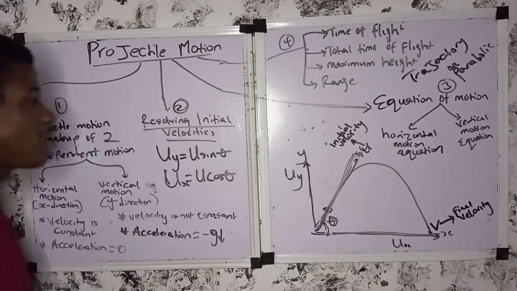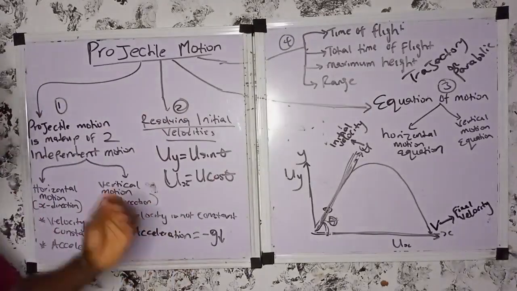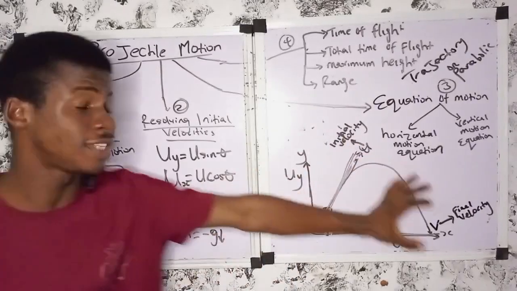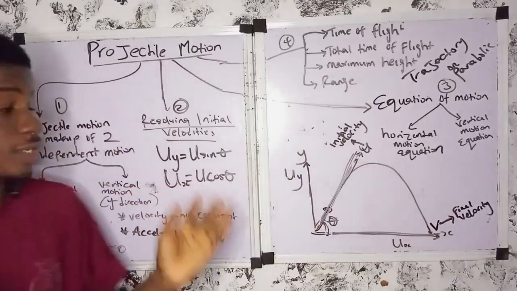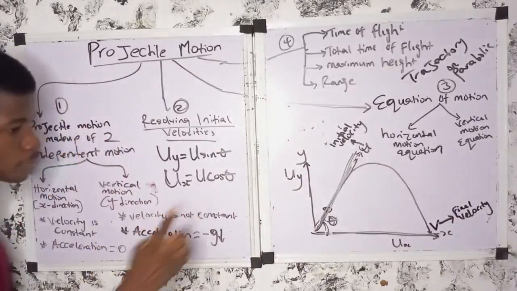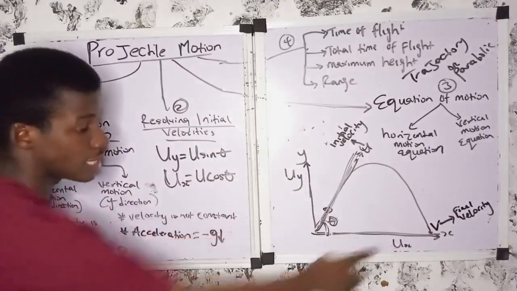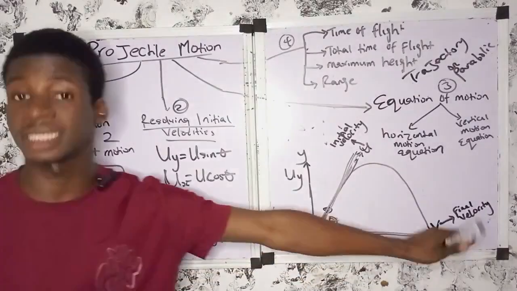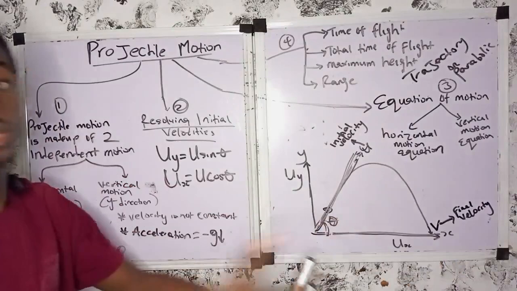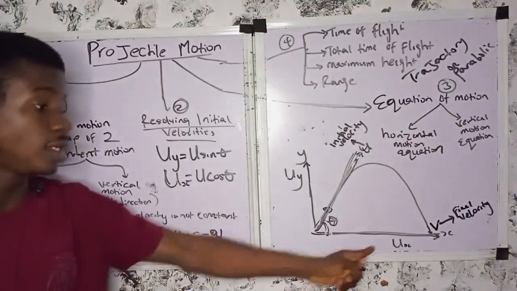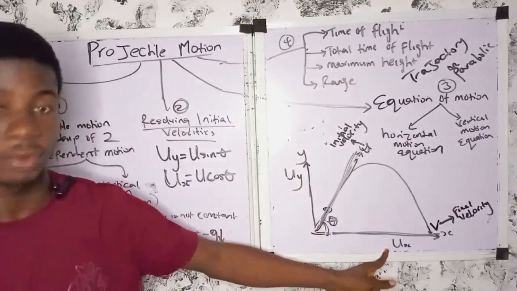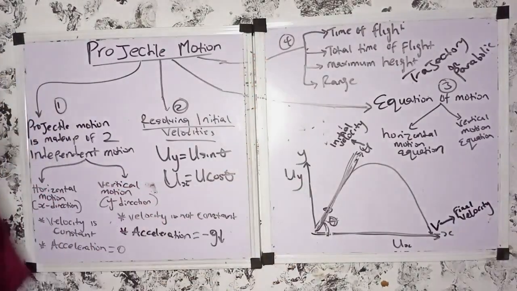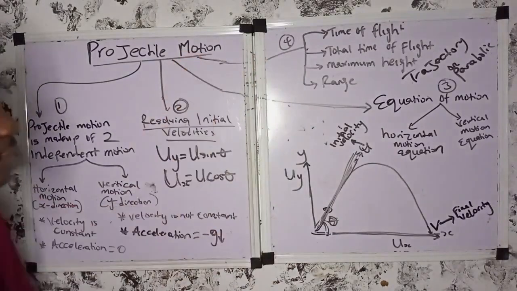Now let's move to the second part, resolving initial velocities. Look at the diagram here. Everything here is very important, so please take note. This ux is the velocity in the x direction, or in the horizontal direction, that is, the horizontal velocity. While this uy is the vertical velocity, or velocity in the y direction.